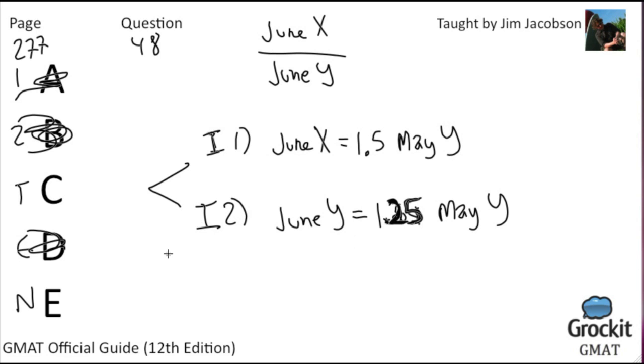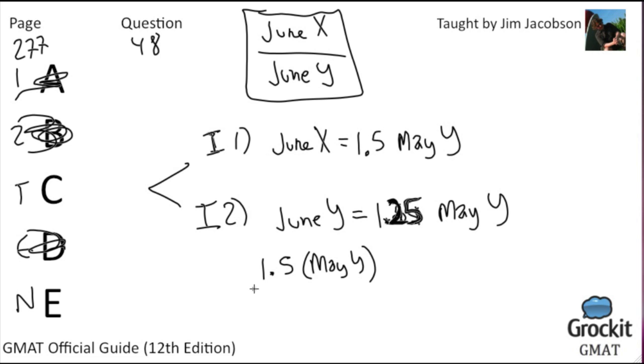Now we have to consult them in conjunction. And remember, what we're looking for here is June X over June Y. We have each of those defined in terms of salesperson Y's transactions in May. So let's see how that works out. So June X is 1.5 times what Y did in May over 1.25 what Y did in May.